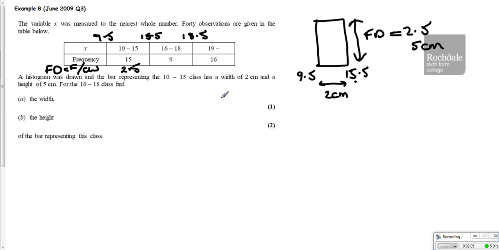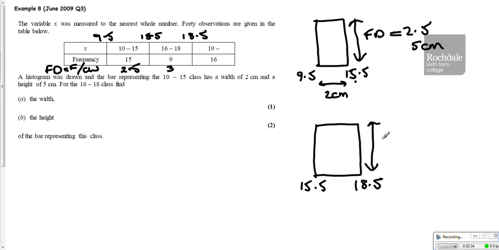It's now asking us to look at the 16 to 18 bar. So I'll draw a little picture of that. We know it goes from 15.5 to 18.5, and if we quickly work out the frequency density, we can see the frequency is 9, the class width is 3, because we're going from 15.5 to 18.5. 9 divided by 3 is 3. So up the side, if we were drawing this on a graph, the frequency density would be 3. So we've got a little puzzle to solve.